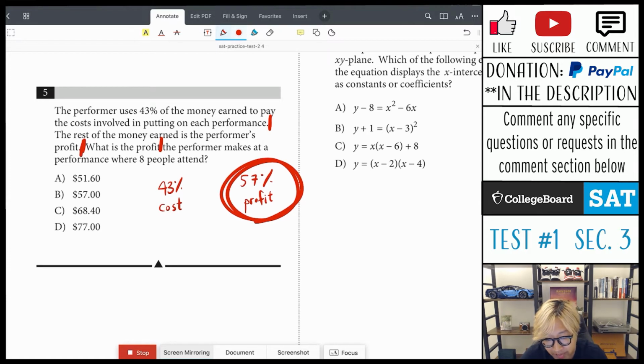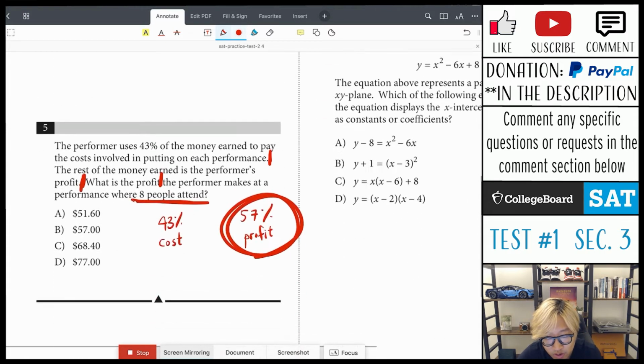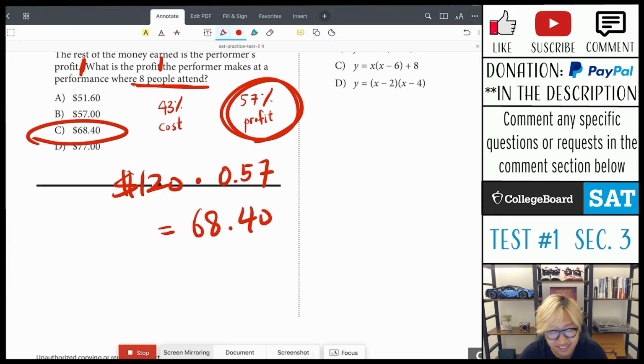The performer makes at a performance where 8 people attend. If we go back to that part, 8 people attend, he makes 120. So out of the $120 he makes, he only takes away 57% of it as a profit. Multiply by 0.57, and when you punch that into your calculator, you will get 68.40. The answer is C.